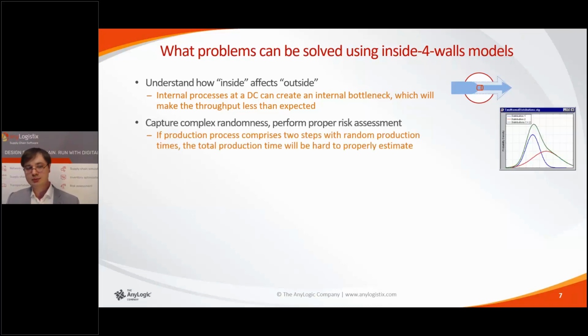Also, when we talk about complex randomness and risk assessment, for example, let's say a production process comprises 2 steps, and on each step the production time is random with a certain distribution. Then it is really difficult to estimate the total production time. It is easy to calculate the average, of course, but even for the deviation it is much harder, because if you try to sum 2 normal distributions, the sum of them won't be a normal distribution. It will be a very non-analytical one.